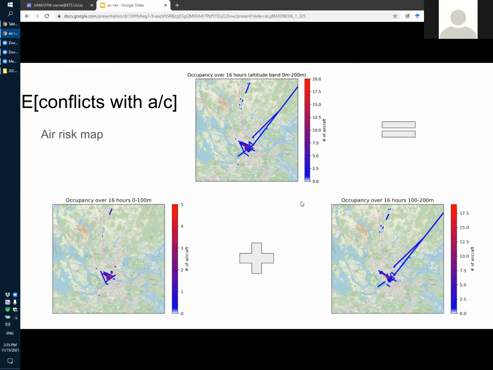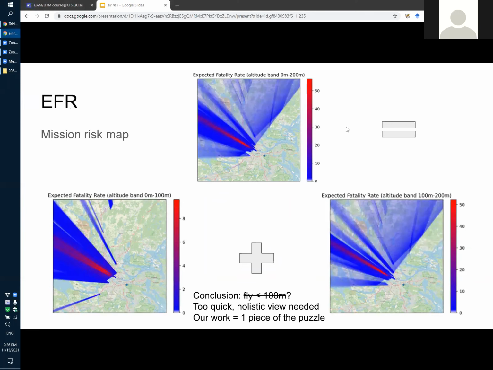Of course, we understand where these occupancy and risk maps come from. So here you have the risk map for 0 to 200 meters, and it consists of the occupancy between 0 and 100 meters plus occupancy between 100 and 200 meters. And you can see which 100 meters are better to use for flying. And similarly for the expected fatality rate. Again, here on top you have the mission risk map for the full thickness band from 0 to 200 meters, and these are the first 100 meters and the second 100 meters.